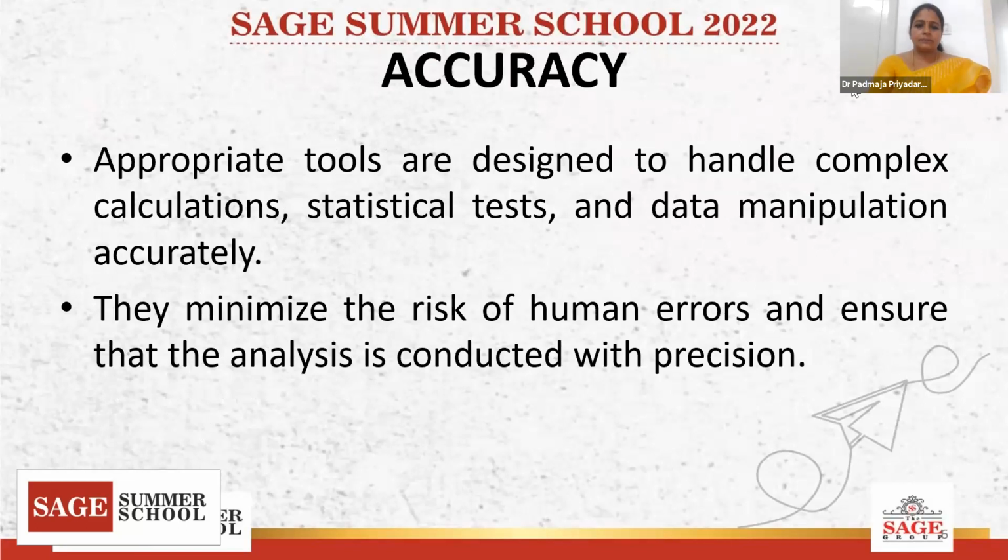What is accuracy? When I collect the data and use a data analysis tool, error will be reduced because I am using software. Human error will be reduced. So that is important for any accurate data. For any data, when we use some appropriate tool, errors will be minimized and the accuracy will be maximized.